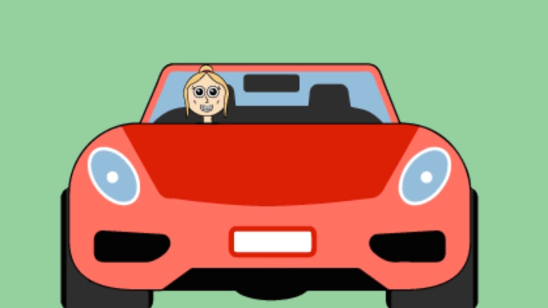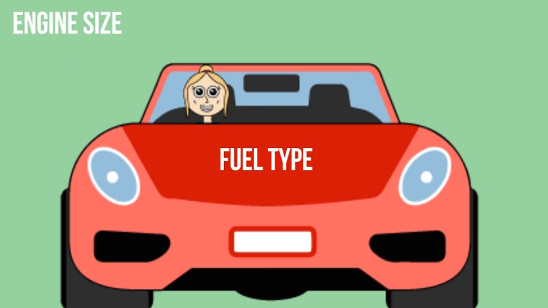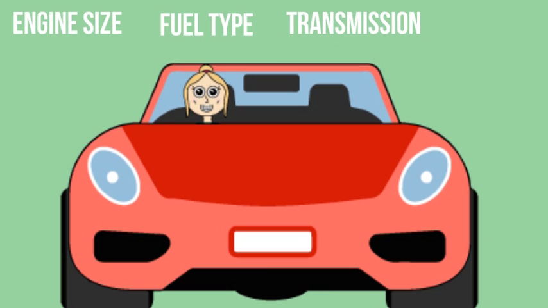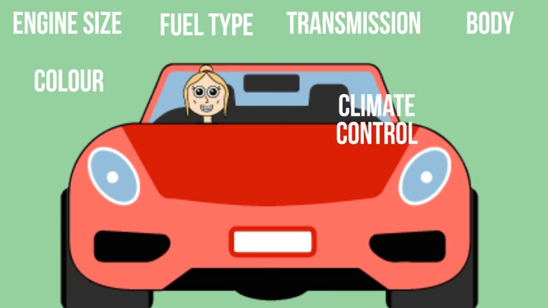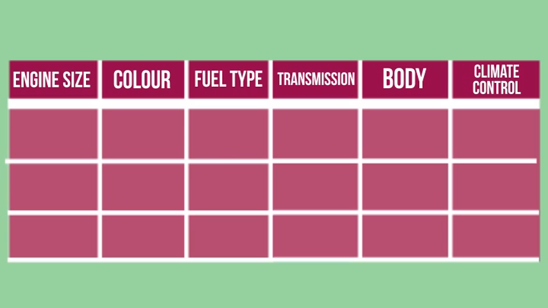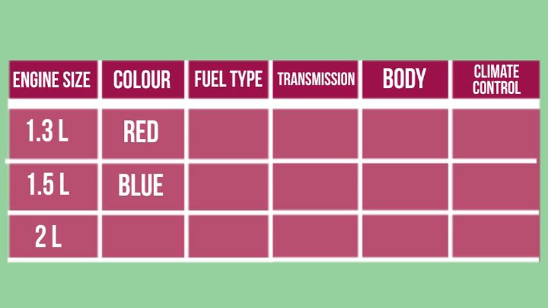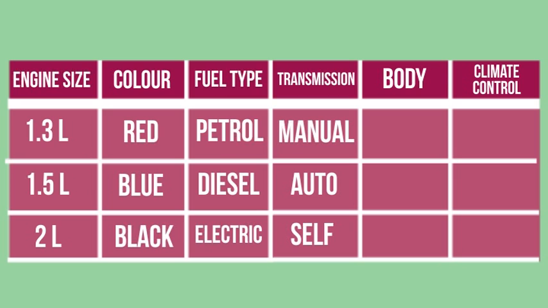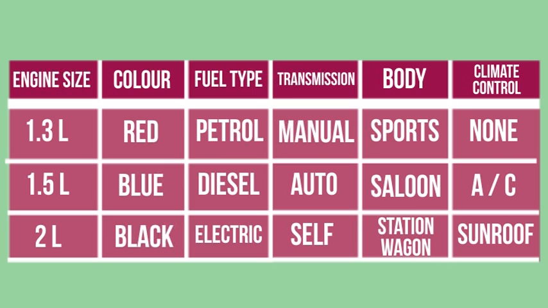Let's try with an example. Let's say you want to buy a new car. What are some of the main variables you might consider? Probably the engine size, the fuel type of the car, what kind of transmission it uses, the body type, its colour, and possibly the climate control options. These are going to be our main parameters, so I'm going to give them a column each. Now, we fill in the different values of each parameter. So, for engine size, we can vary from, say, a 1.3 litre engine to a 2 litre engine. Fuel types values would include petrol, diesel or electric, and so on. Once the table is filled out, we have six decision areas or dimensions with three options in each one. If we were to choose one option from each dimension to create a configuration, there are actually 729 possible configurations available to us.